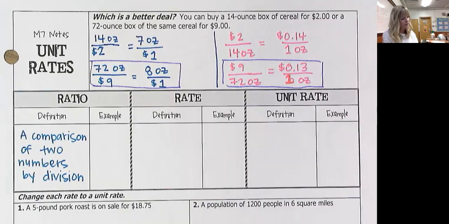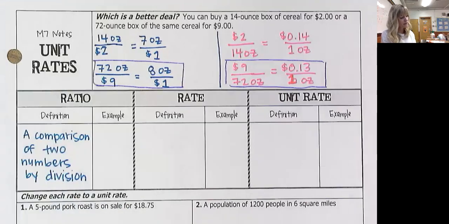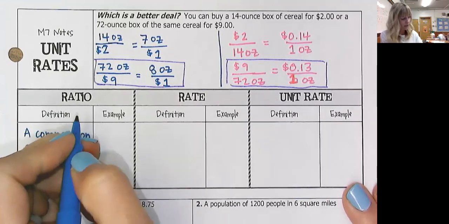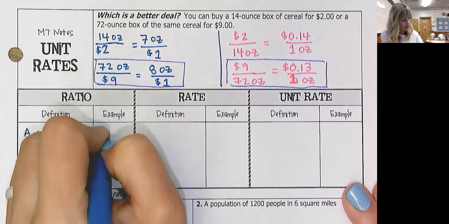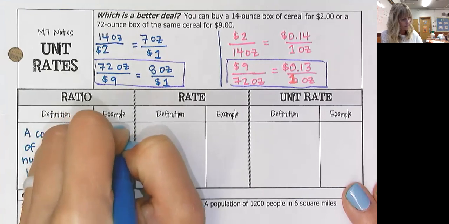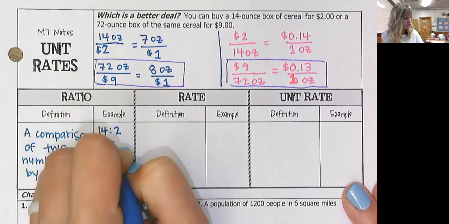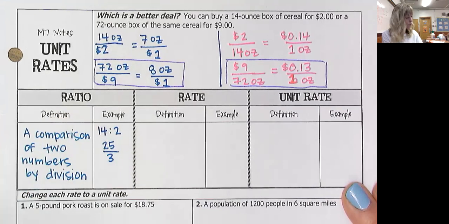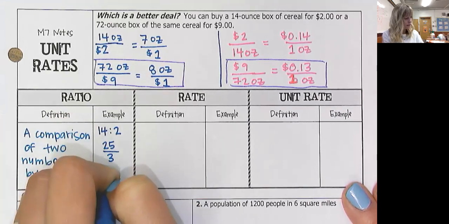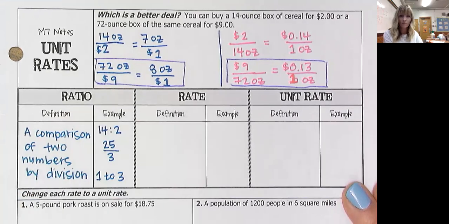Technically, we used a ratio, the idea of ratio, but we did a little bit more. So right here, a ratio is a comparison of 2 numbers by division. Well, there's a bunch of ways that we've seen those written. That would be like 14 to 2. Or we also write them 25 to 3, something like that. Or we write them in words, 1 to 3, okay?